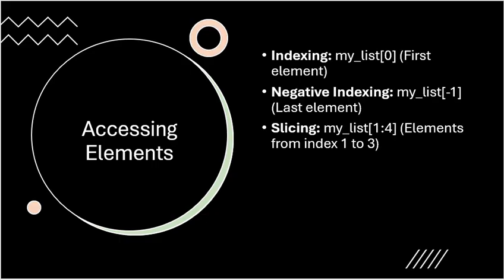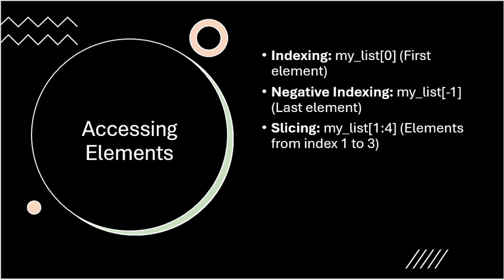Now we'll talk about accessing elements. In a list, elements can be accessed using indexing. In a list, we start from the 0th index. So the first element will be at index 0, the second element at index 1, and so on. Similarly, we can do negative indexing also. That is, the last element will be at index -1, the second last element at index -2, and so on.